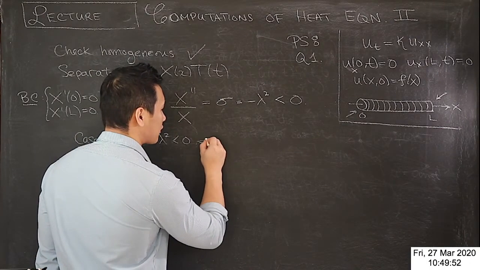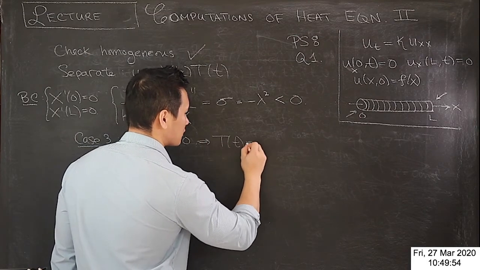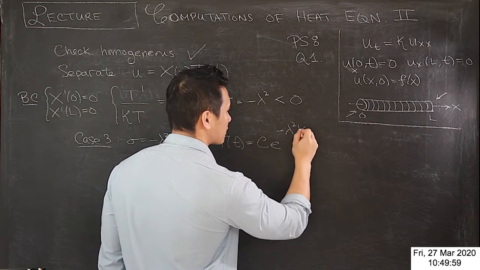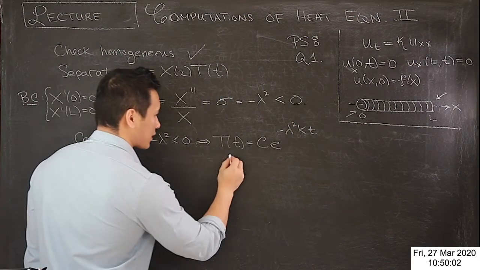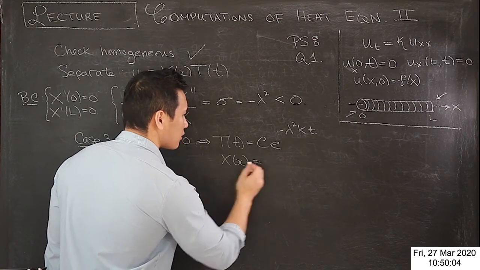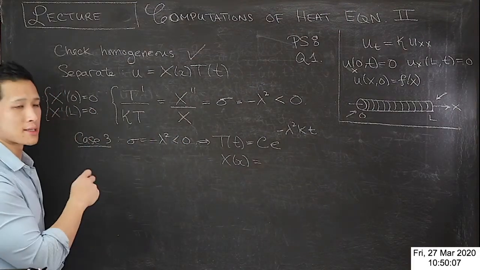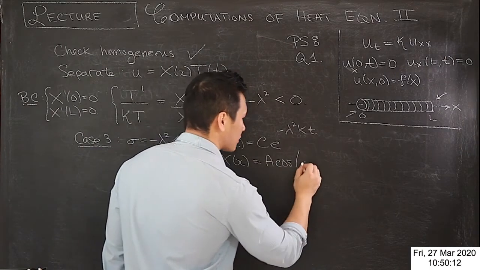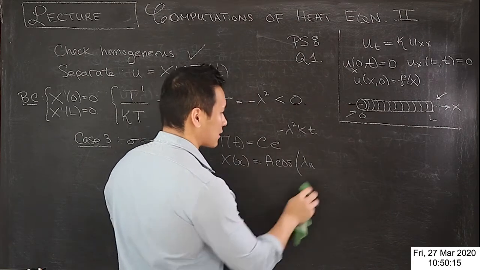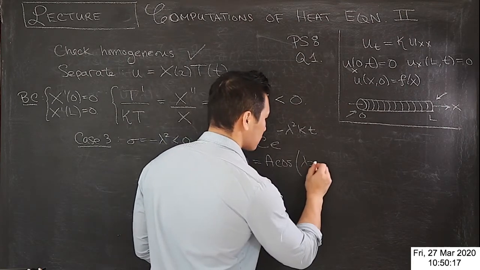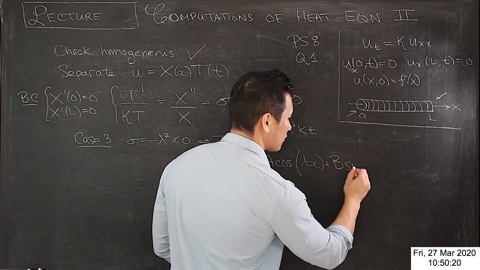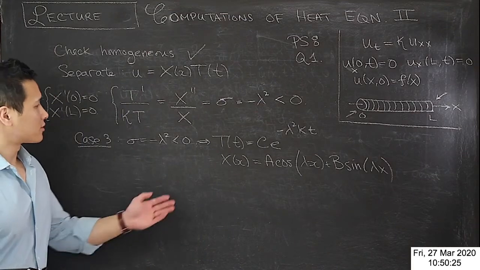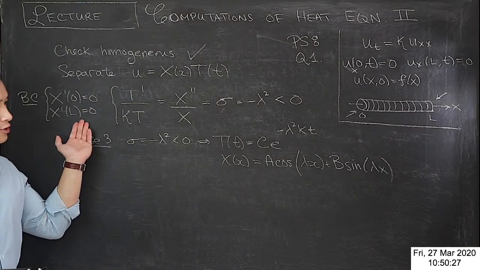So you would have concluded that T of t is a constant times an exponential of minus lambda squared kappa times t, and X of x is a cosine and a sine. Okay, so you have a times cosine of lambda times x, plus b times sine of lambda times x. Okay. So now we're ready to impose those two boundary conditions.